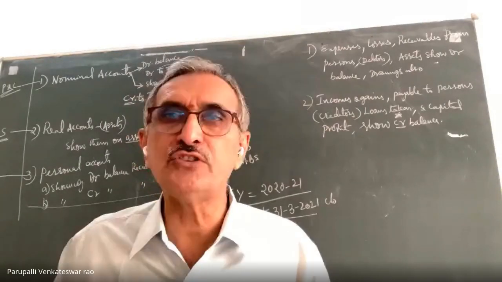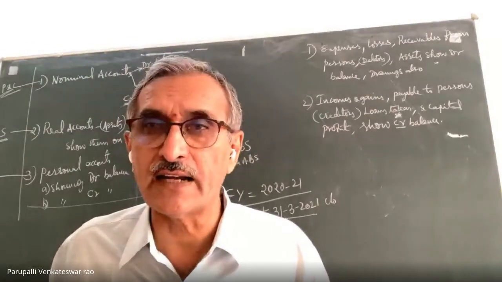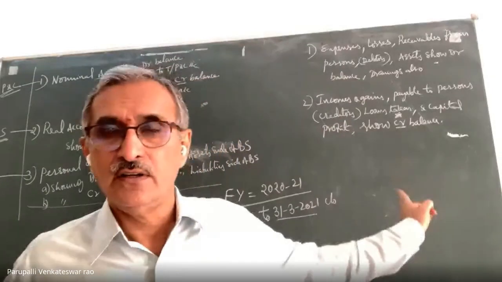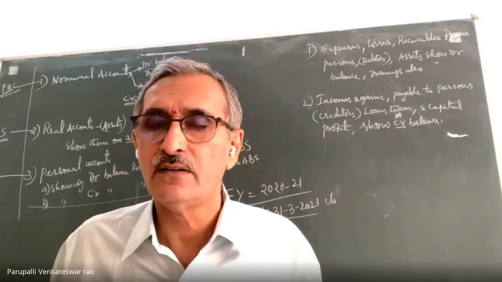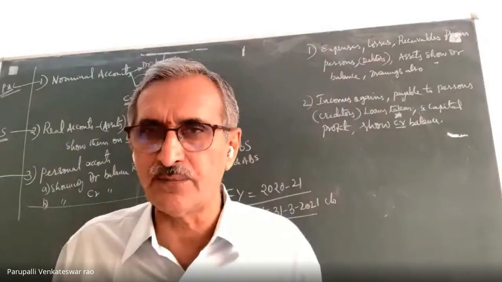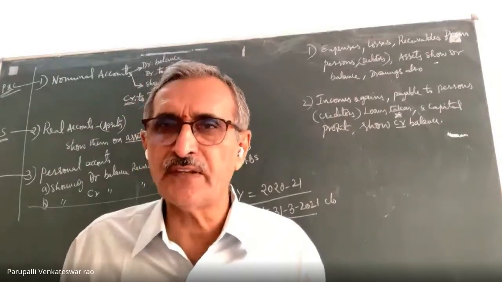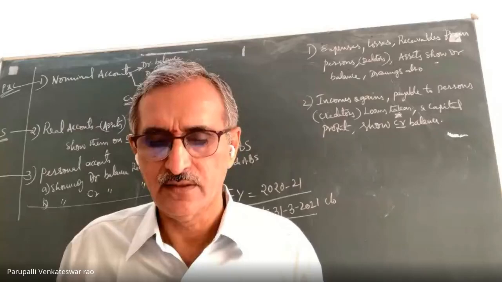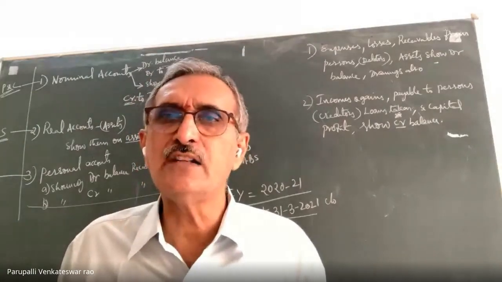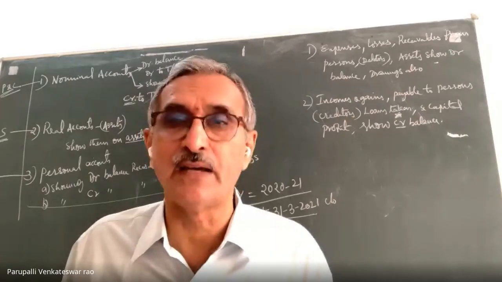Next one is closing stock. What is the closing stock? Unsold stock at the end of the year. I told you, if the financial year is 2021, it means 1st April 2020 is the beginning. When will the year be over? On 31st March 2021, the financial year comes to an end. So closing stock means unsold stock, unsold stock of goods purchased by us.